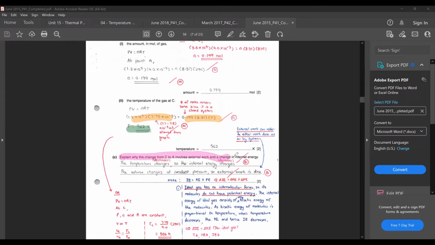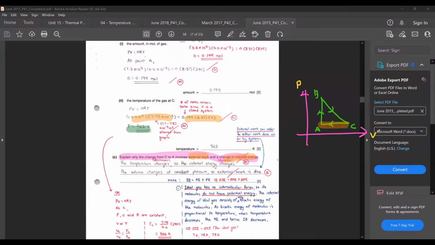Explain why the change from C to A actually involves external work and a change in internal energy. So if you look back at your graph, it originally looked like this. Okay, it goes from A to B to C. So they're asking you right now, why is it that when you go from C to A, there's actually external work and there's actually change in internal energy? Now your graph here was actually a pressure volume graph.